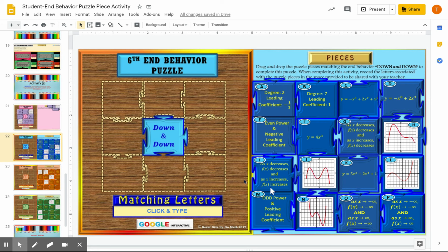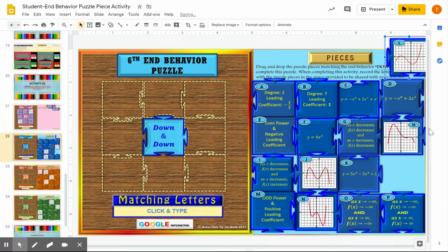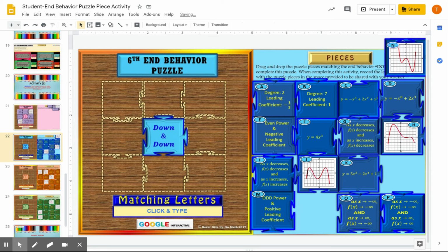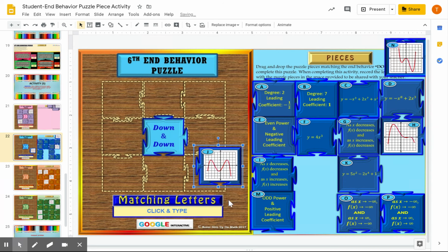So down, down. Now that I have it nicely laid out, not like my purple one over there, I'm going to start with the graphs because to me that's the easiest. You just look at the graph and you know if it's going down or not. So this is down, down. Immediately I see J and I'm like, that is definitely down, down. And I see H and I'm like, that is definitely down, down. L, not even going the same direction. I'm going to move that away. N, while they are even, they're going the same direction. They're going up, up, so I'm going to move that away as well. So I'm going to put J over here and it looks like it's a corner piece, so it goes right up there.